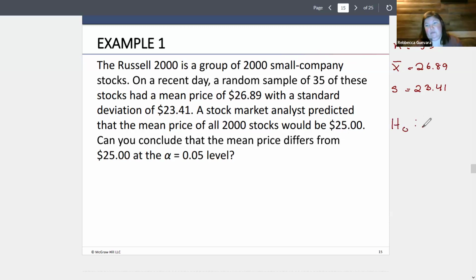So, can we conclude that the mean price differs from $25? So we're saying an analyst, before this happened, made a prediction, and they said it's going to be $25. The alternate hypothesis to this is that they were wrong, and we just want to know if it differs. So the alternate hypothesis is it's simply not 25.